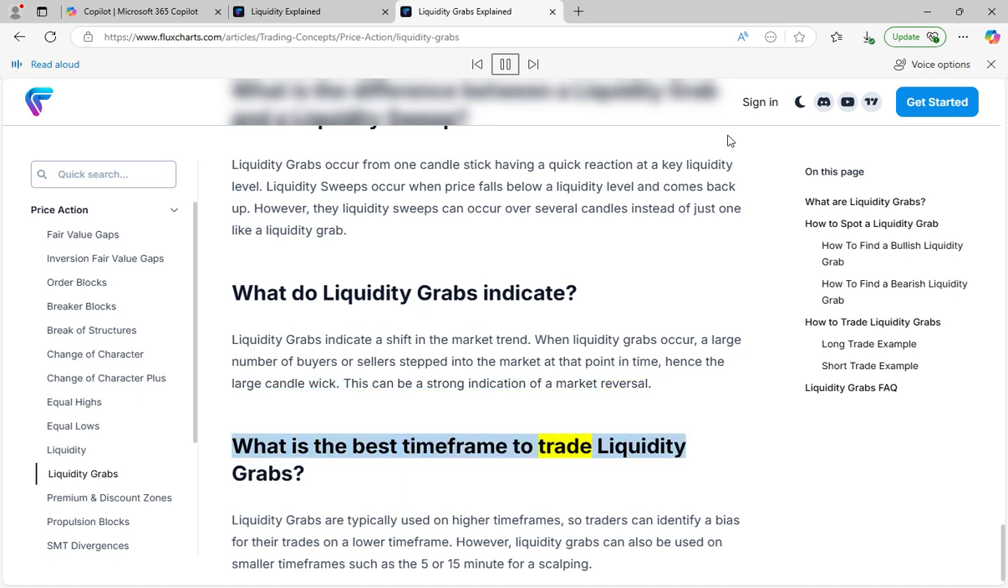What is the best time frame to trade liquidity grabs? Liquidity grabs are typically used on higher time frames, so traders can identify a bias for their trades on a lower time frame. However, liquidity grabs can also be used on smaller time frames, such as the 5 or 15 minute for scalping.